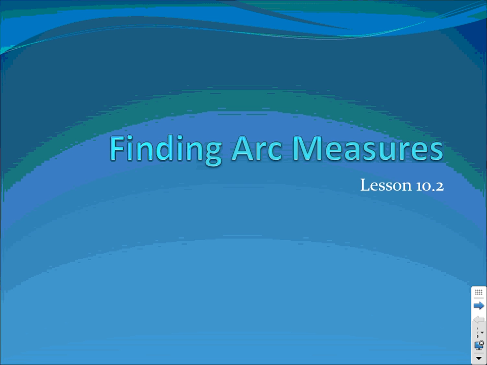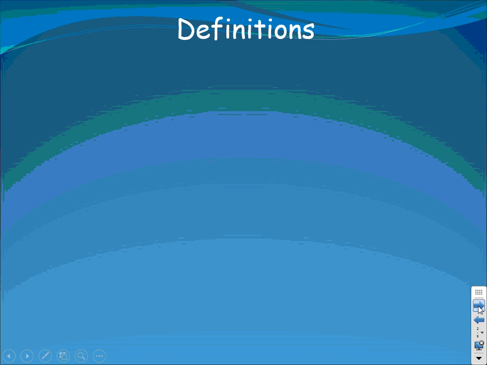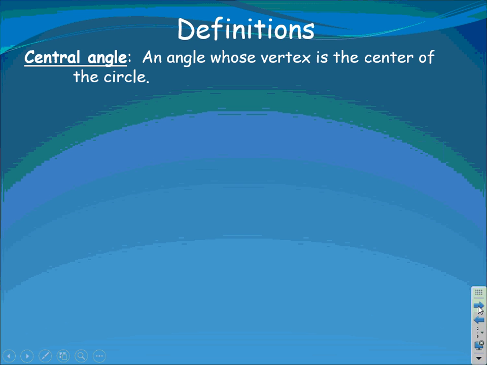So 10.2 deals with finding arc measures. What we're going to look at first is some vocab. So here are some definitions. Hopefully a lot of it is kind of common sense. Some of it is going to be new, and that's okay. The first thing that we're going to talk about is the central angle.